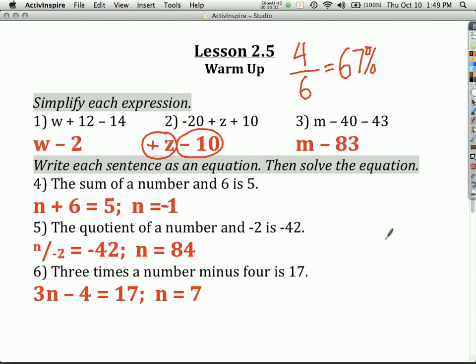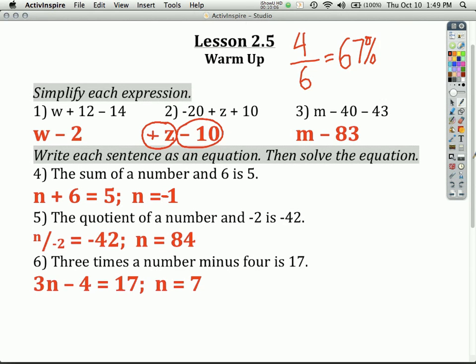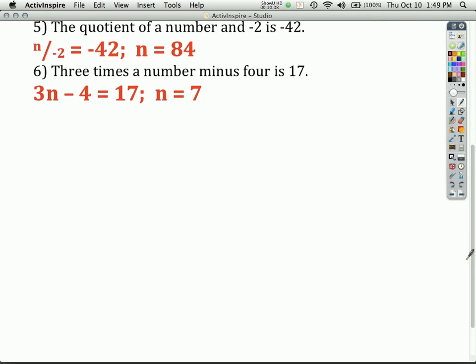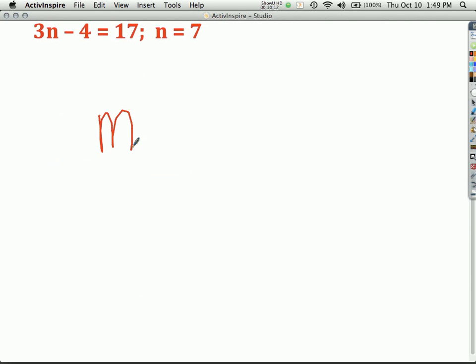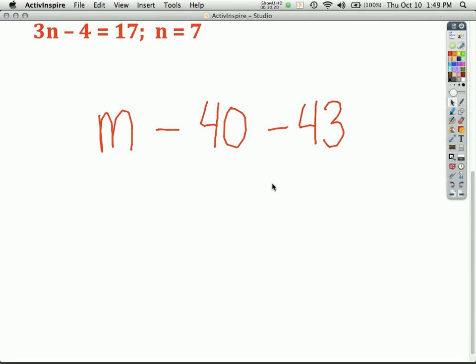And now I want to talk about questions 1 through 3, and I want to talk about number 3. So I want to rewrite it because I want to be able to do something with it. It was m minus 40 minus 43. So give me a moment.